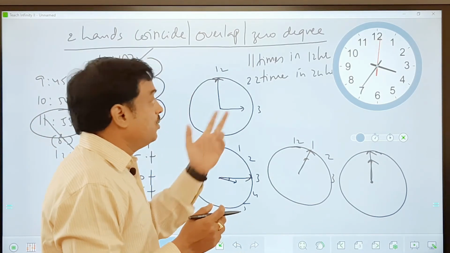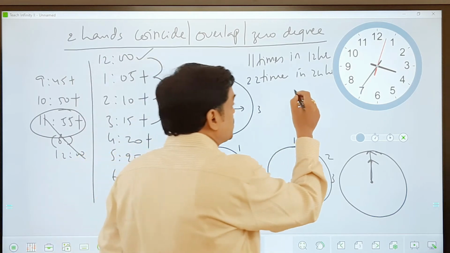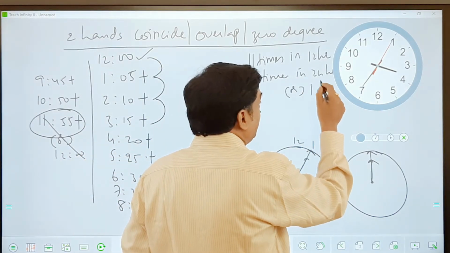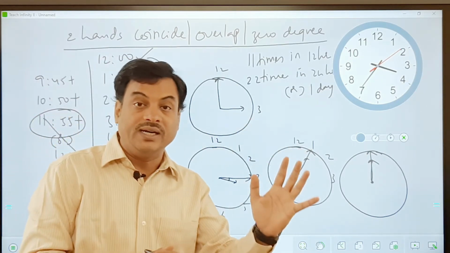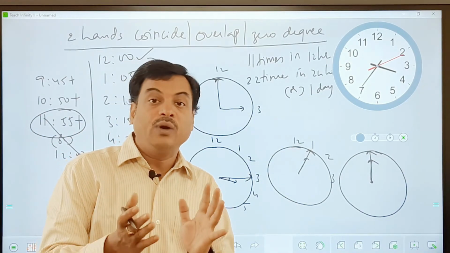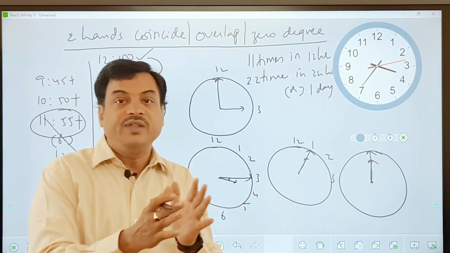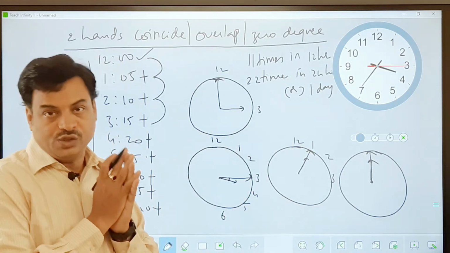So in a day, or you can call it 24 hours, it happens for 22 times. Every day it happens for 22 times. So 24 hours, 22 times; half the day, 11 times is the calculation.